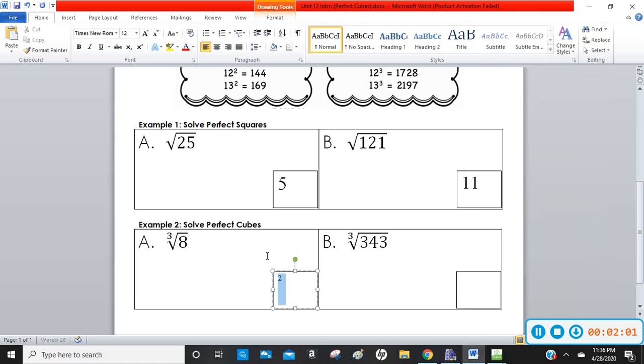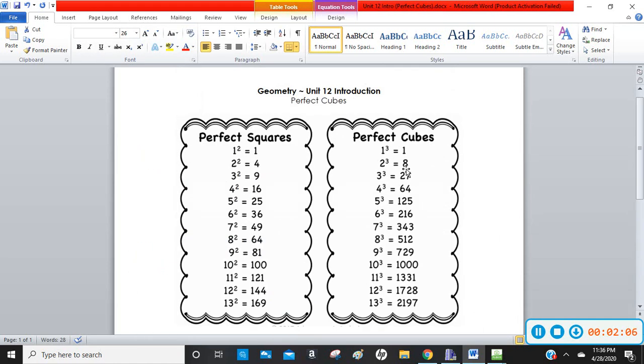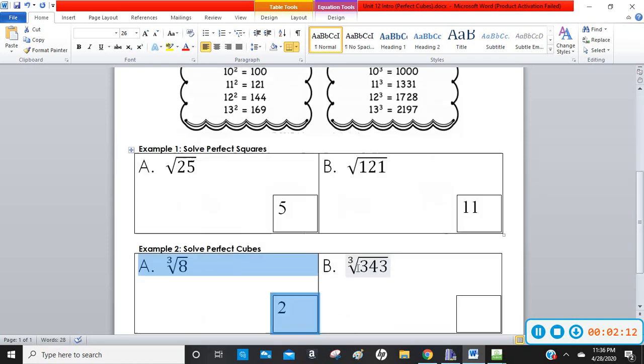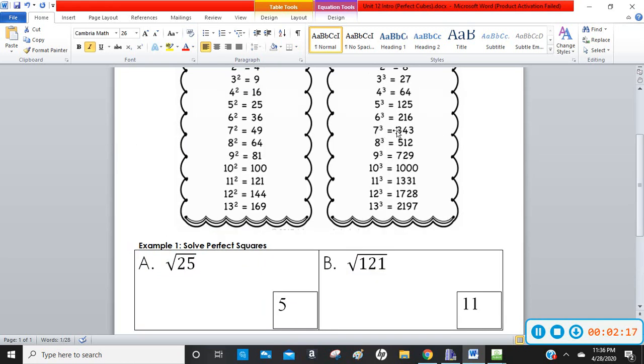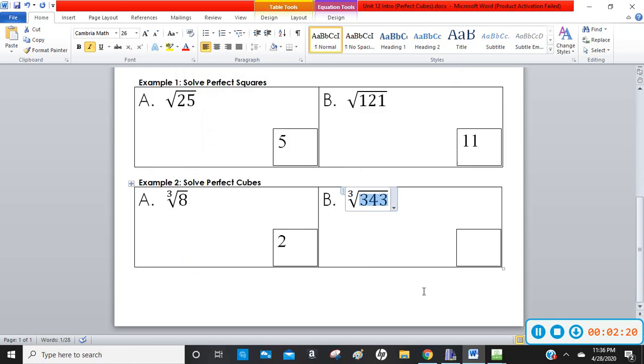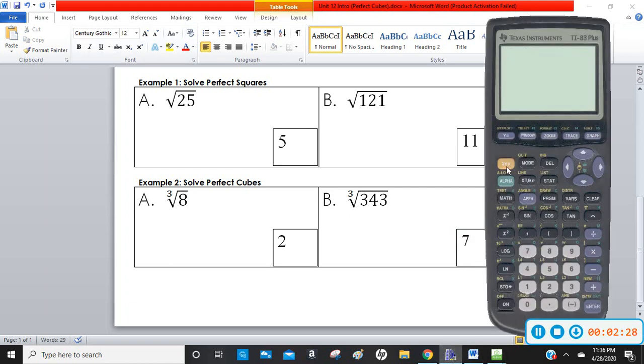Okay, so given the chart above, if I looked for 8, I know that that is 2 to the third power. So the cubed root of 8 would be 2. Okay, same thing here. If I look for 343, I know that the cubed root of 343 is 7 according to the chart. So that is my answer. But, say I didn't have the chart. How do I do it? Go to Math, arrow down to 4, or click 4. If I arrow down to 4, you press Enter. You type in the 343, and we get 7.